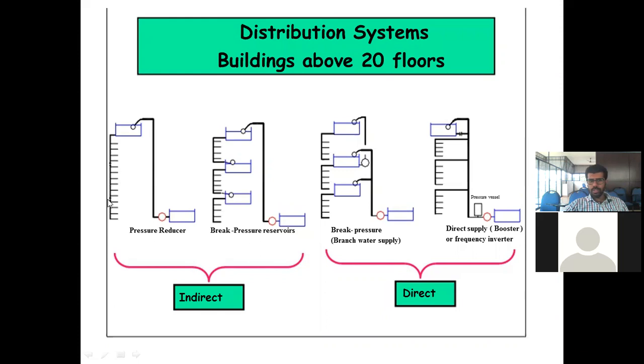Okay, individually we have to give a pressure reducer valve. I will explain where to give it and at which height, later. Now the other system is break pressure reservoirs. So we are focusing on reducing the pressure because of the high-rise building.